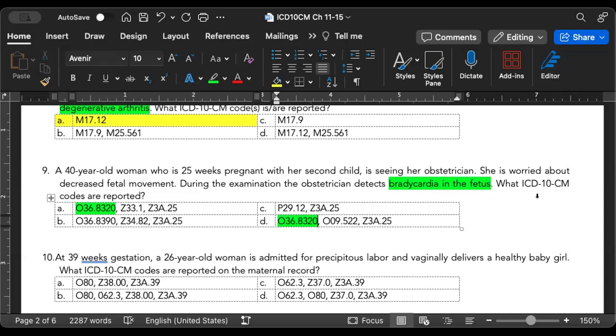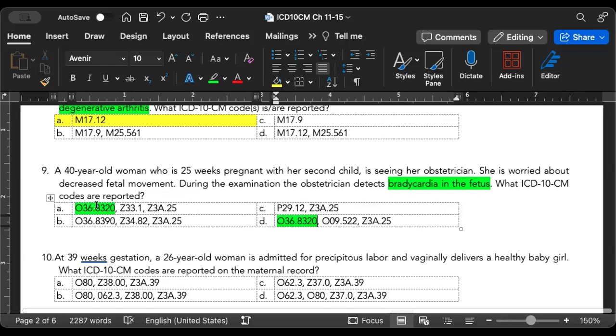So, Milvia, we would not use the P code, because P codes are only for infants after birth. In this scenario, we are not coding for the baby. We are coding the pregnancy that is complicated by the bradycardia within the fetus. So remember, O codes are for your pregnancies. P codes are for your infant after birth. So your P codes should never be used on the mom's record, and your O codes should never be used on the baby's record.